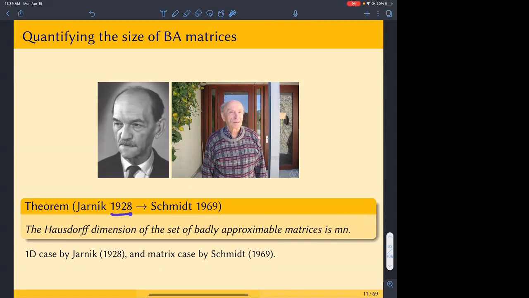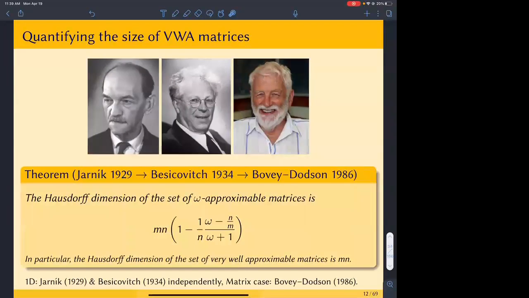And then I want you to notice there's a pretty big gap, and there's lots of papers in between, but it took quite a while before Wolfgang Schmidt in 1969 could close the case of showing that the same result is true for the case of matrices. And to prove this, he developed what's known famously as Schmidt's game that I mentioned with the slide with Lior a little while ago.